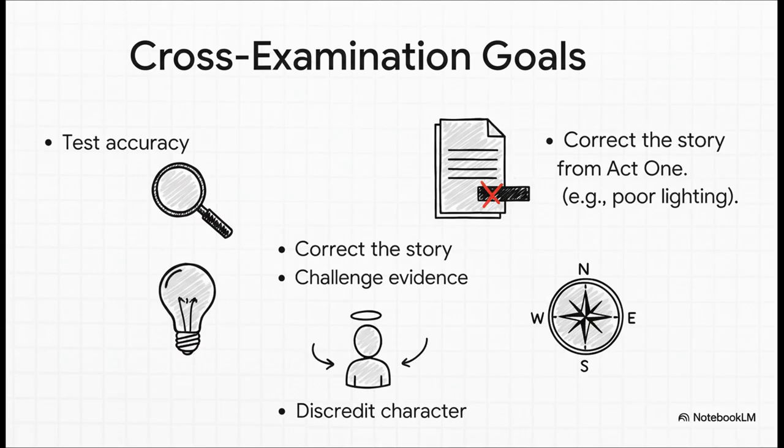Or point out how little time they had to actually see something. All of it is to create reasonable doubt. And unlike in Act 1, they can explore any relevant topic and even go after the witness's character because, hey, they never vouched for them in the first place.